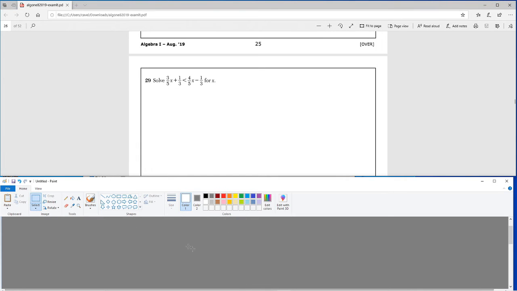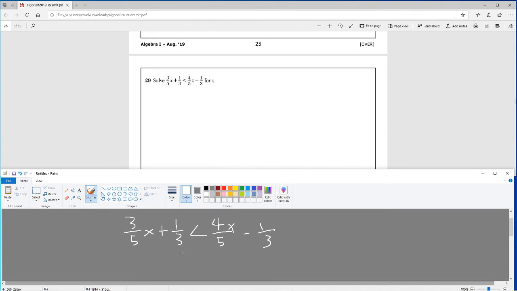All right, number 29. It says solve 3 over 5 x plus 1/3 is less than 4 over 5 x minus 1/3 for x. So let's write this down first. The first thing I'm going to do is multiply everything by 15. The reason is that all the denominators are 5s and 3s, and when dealing with fractions, you want to find a common denominator and possibly get out of fraction form.